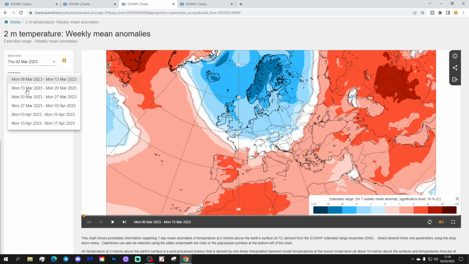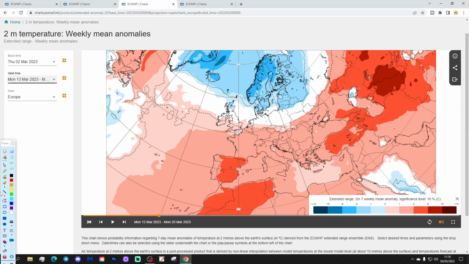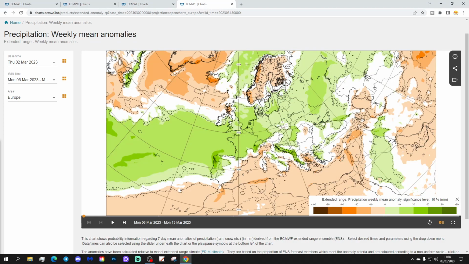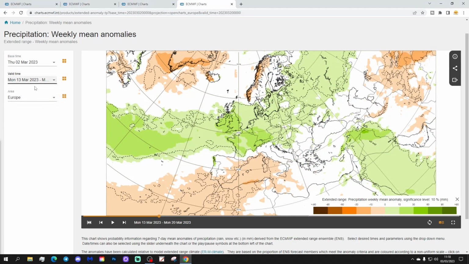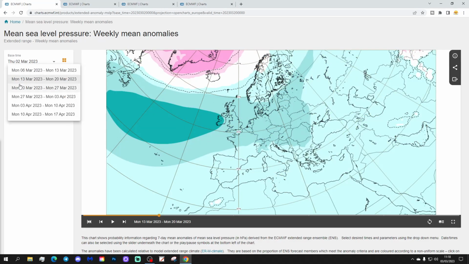What's the temperature anomaly doing? Still on the cold side for Scotland, a bit below average there. Going a bit milder though for Ireland, England and Wales. That's a milder week in the middle of March. Also unsettled though, with above average rainfall. Right, that's that one done.